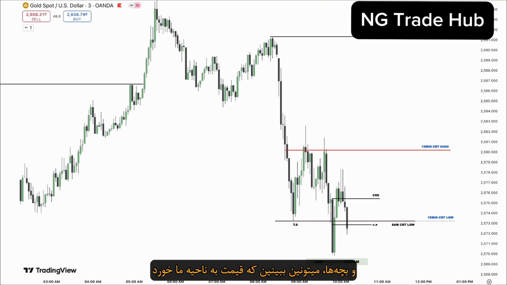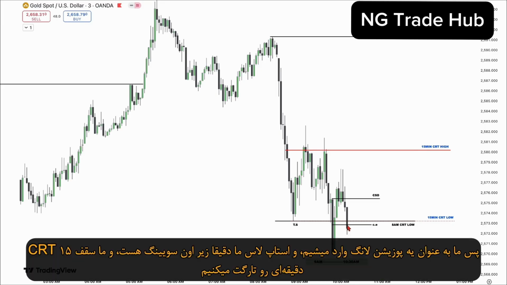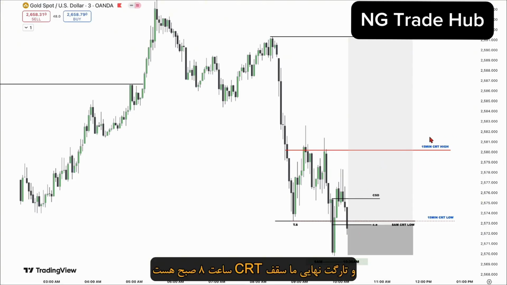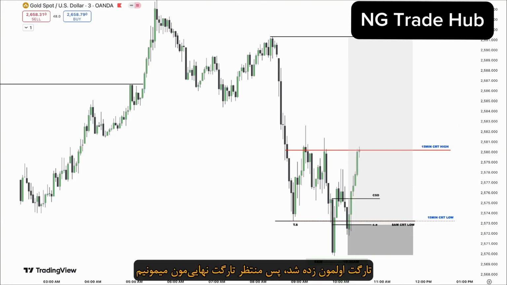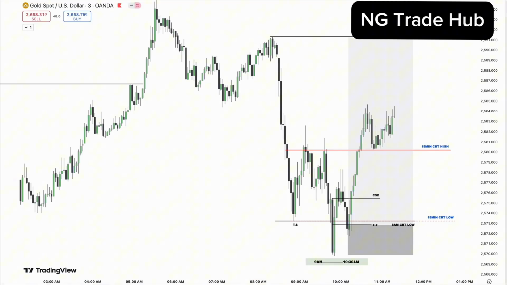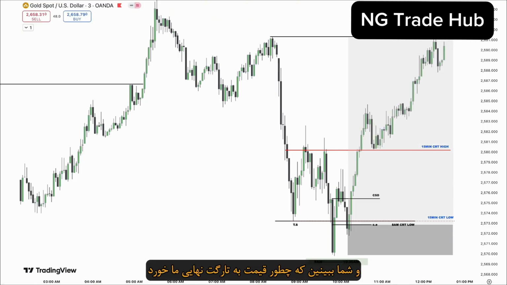And guys, you can see price hit our zone, so we enter as a long position, and our stop loss is just below that swing point, and we will target the 15-minute CRT high, and our final target is the 8 a.m. CRT high, so let's see how it plays. Here we go. Our first target hit, so we wait for our final target. Let's see what happens next. And you guys check how price hit our final target.